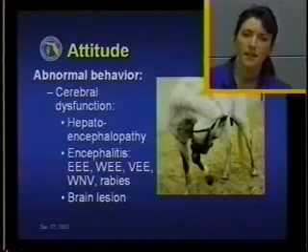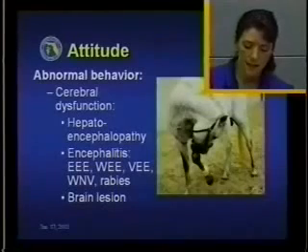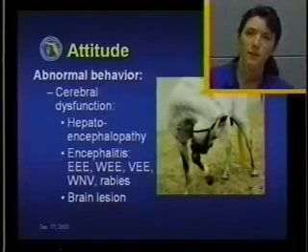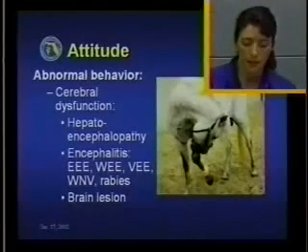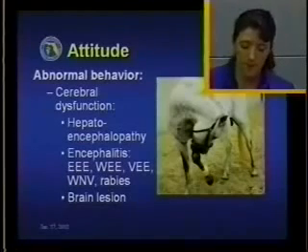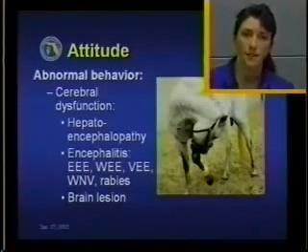Also, antibiotics and steroids are commonly recommended to treat this disease. And if the liver dysfunction is found to be caused by a toxin, removing the toxin may help to increase the liver function. Another common cause of cerebral dysfunction will be viral encephalitides.